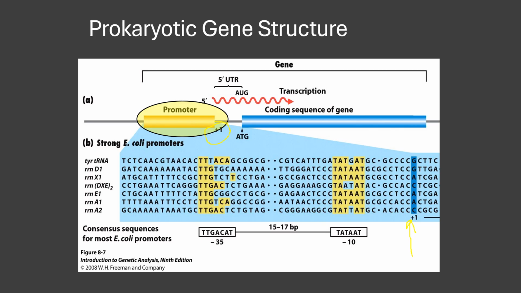And just to the 5' side or upstream of that is what's known as the consensus sequence. And this can differ species to species. But what that means is that if you were to sequence the DNA for many, many different types of genes, these are all genes in E. coli, so these are shown over here on the left side, RRND1, RRNX1, RRNE1, so these are all just different genes, and you lined them up, you would find some commonalities.